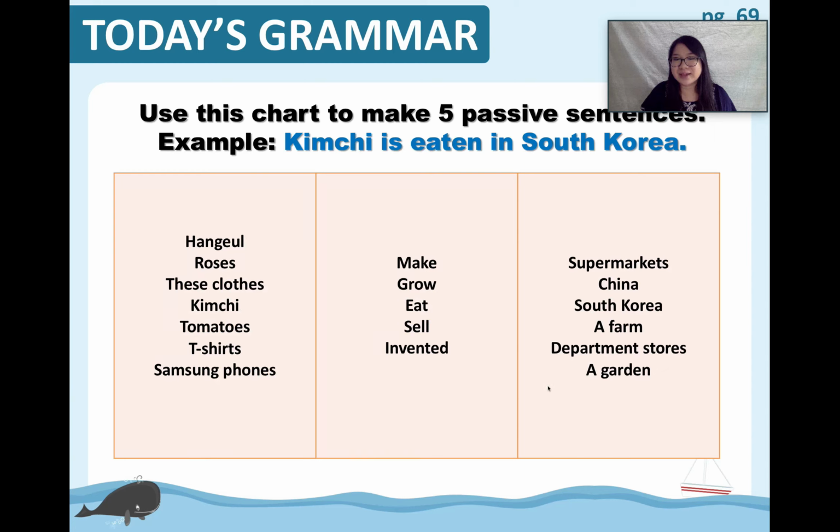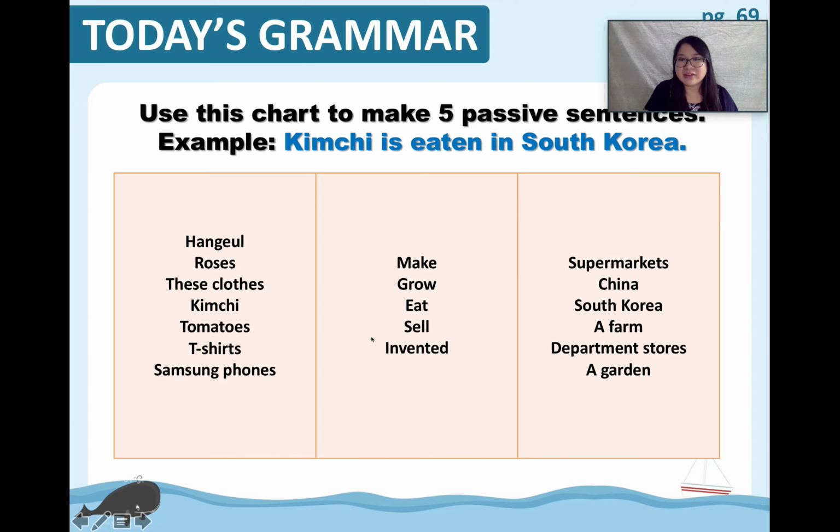Okay. Now we're going to make some sentences by ourselves. Here you will need your notebook. You can see a chart. We have many different subjects, some verbs, and then some extra details. We can make a sentence by connecting them together, and there are many different answers that can be made. In your notebook, try to make 5 different sentences. So for example, kimchi is eaten in South Korea.